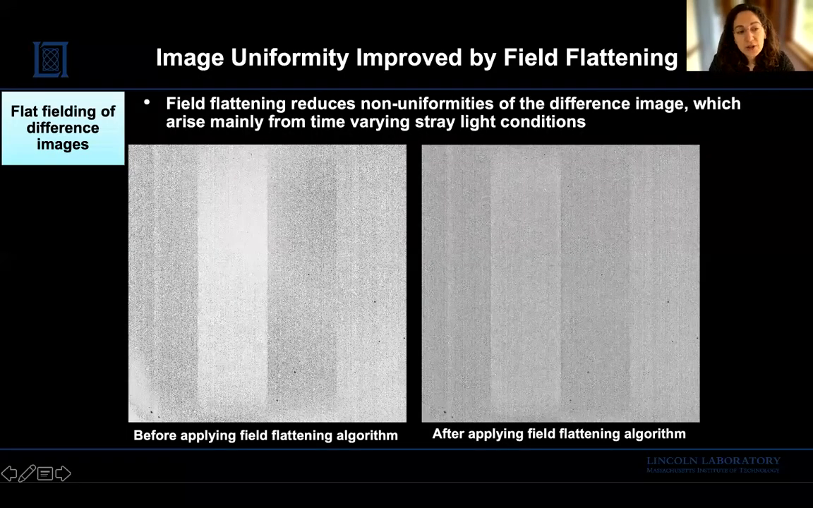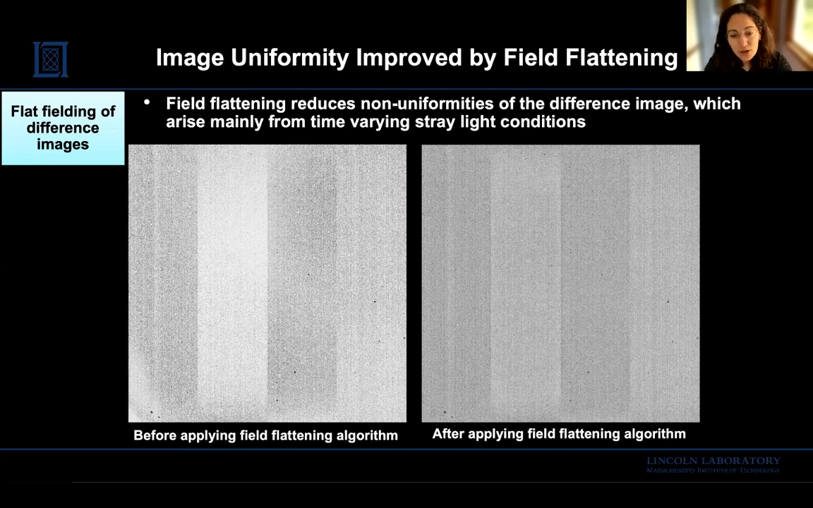So another step of our pipeline is to apply a field flattening algorithm to improve the image uniformity. Again, our goal is the detection of very faint sources. So we need as clean a background image as possible so that what is left behind are only the interesting moving objects and not artifacts. So we've applied a field flattening algorithm. Shown on the left is the original, shown on the right is the after applying the algorithm. And the details of the algorithm are in our recent publication that was referenced earlier.